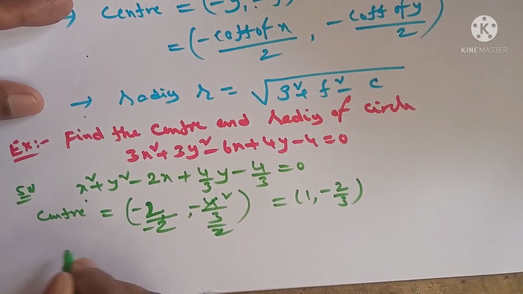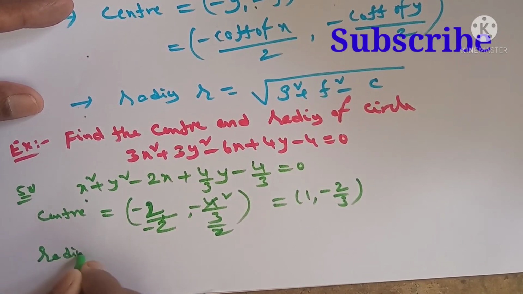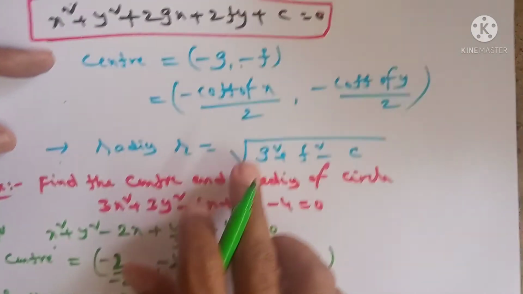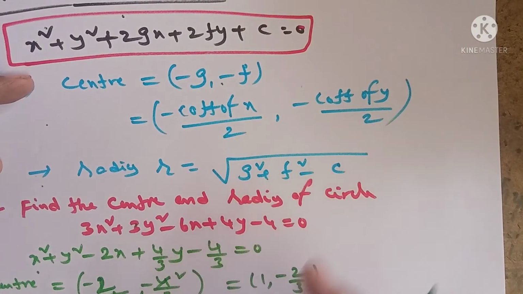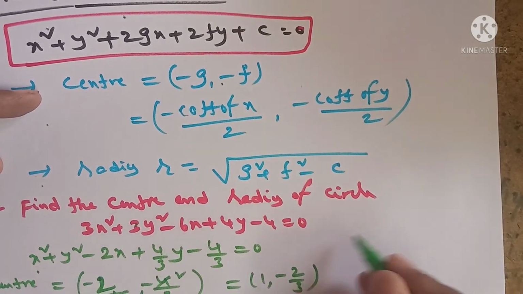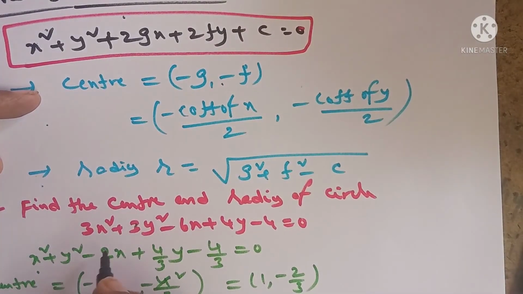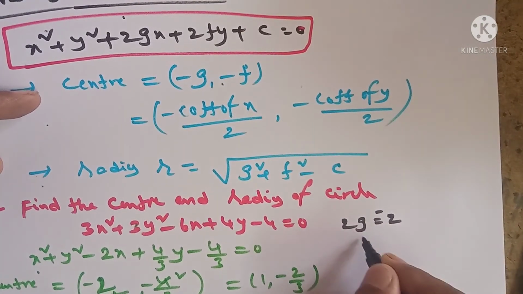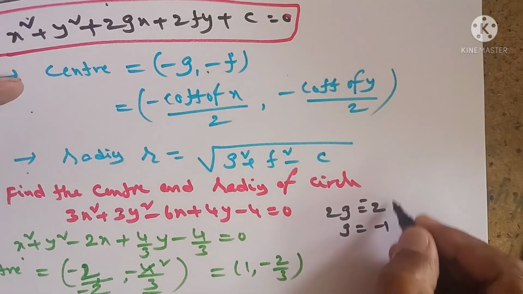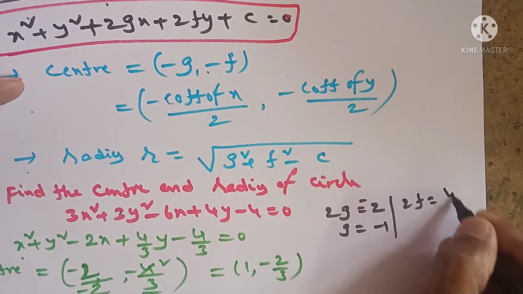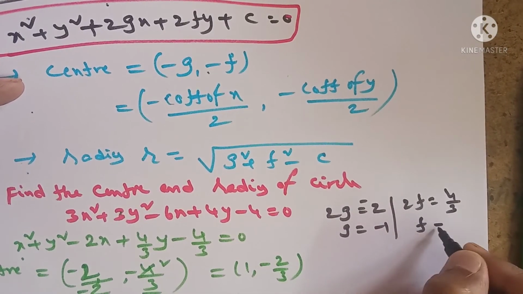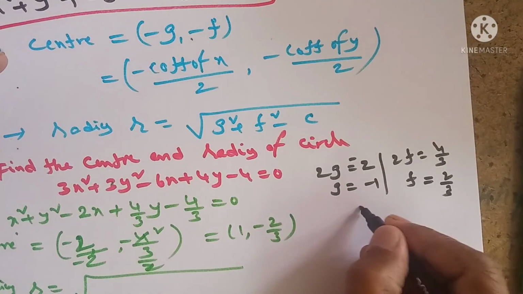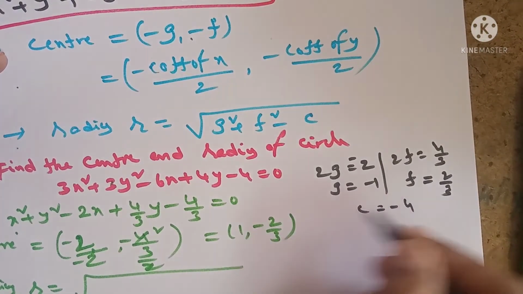Radius r is equal to under root of g square plus f square minus c, I said the formula. Here see, 2g is equal to minus 2. G is equal to minus 1. 2f is equal to 4 by 3. F is equal to 2 by 3. Now c is equal to minus 4 by 3 here.